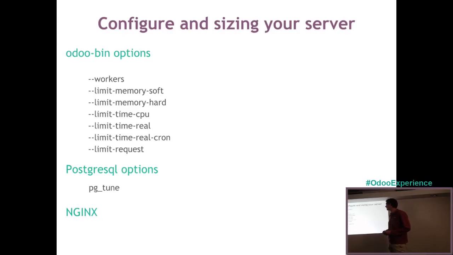You have limit time CPU and real. The difference is that the first one is just for the CPU time, and the other one covers the CPU and all the other time, for example the networking and so on. I think since version 10 you have a new option, the limit time real cron. Normally with a cron you have some bigger jobs, so you need more time. It's the reason why we have a special option for the cron here.